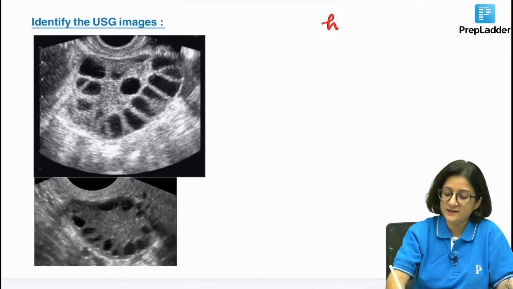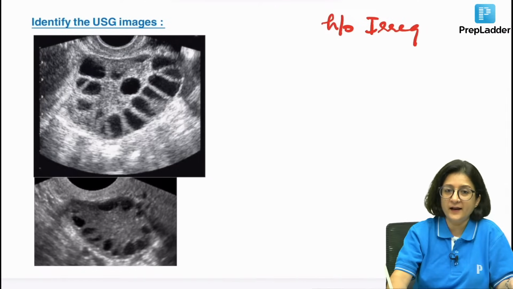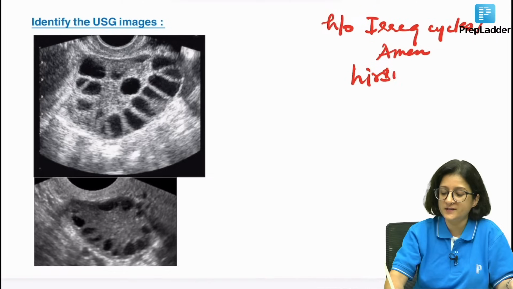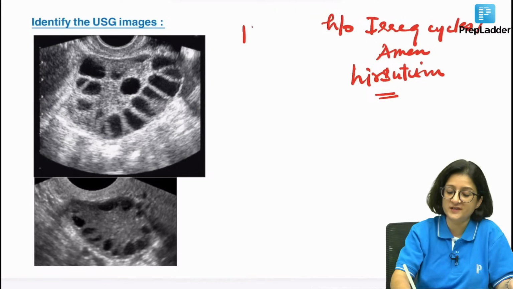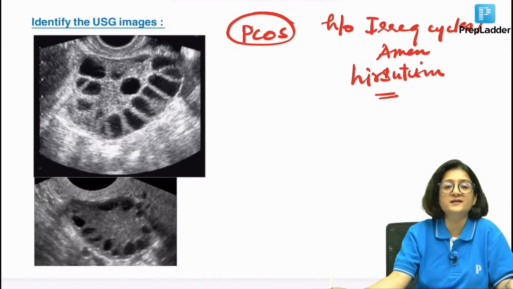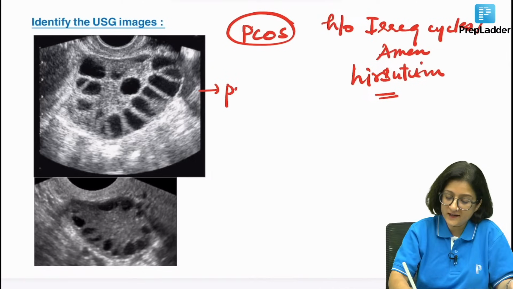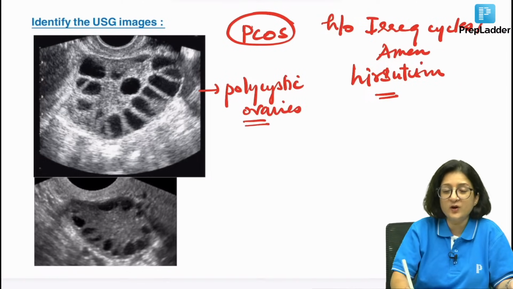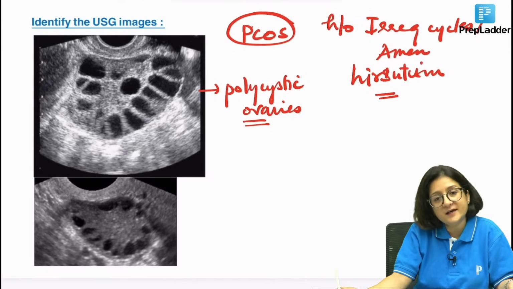Clinical context: history of irregular cycles, maybe history of amenorrhea is given or something else. Maybe history of hirsutism is given. Yes, identify the ultrasound images. Polycystic ovarian syndrome, PCOS. So you see, you have these polycystic ovaries. What is important in polycystic ovaries? The number of follicles is important.